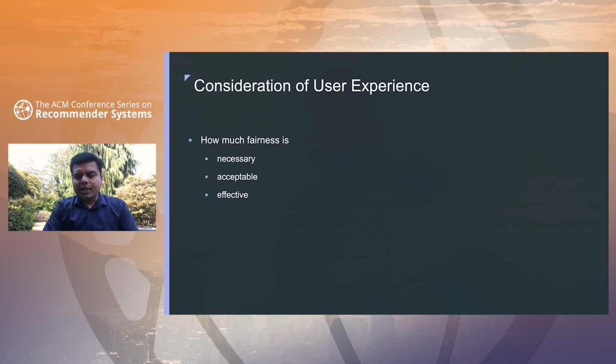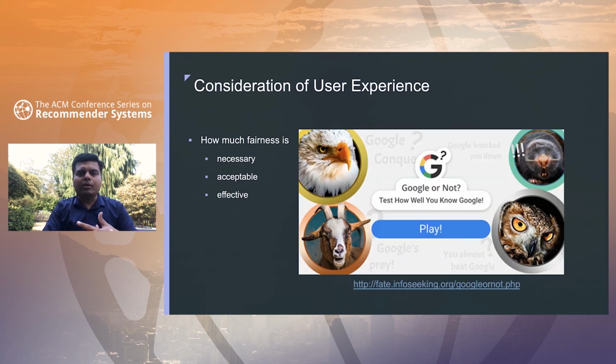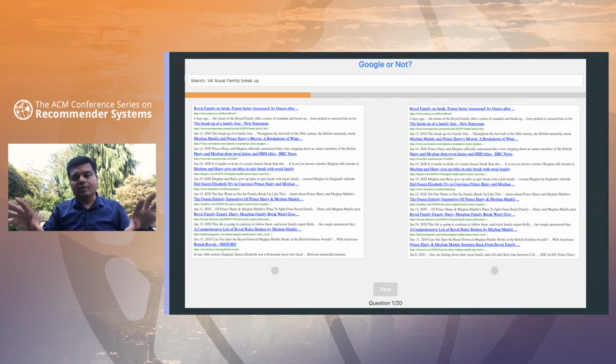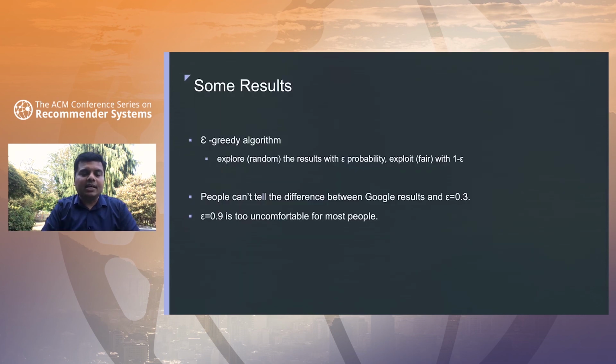To study some of these things, and this will be a very quick plug, we designed a game, it's been going on for a while, called Google or Not, where we present two sets of results for the same query. One of them is directly from Google, the other one has some amount of diversity, using one of the algorithms for bringing fairness or diversity. Then we ask the user if they can tell the difference, if they can pick one out that they like.